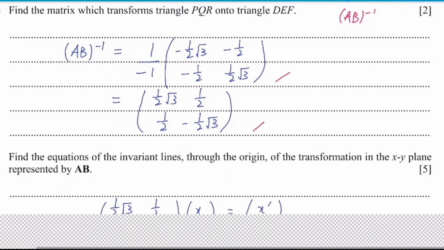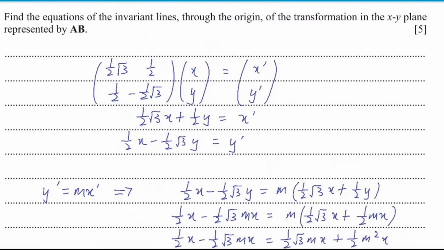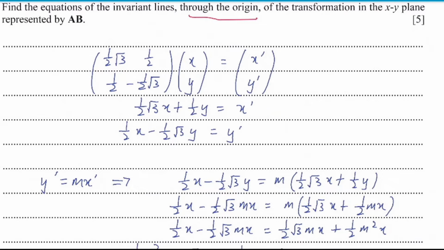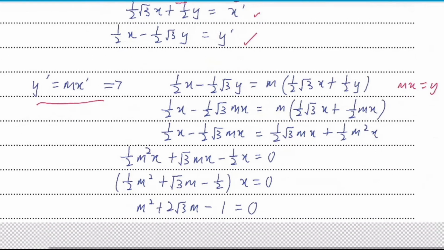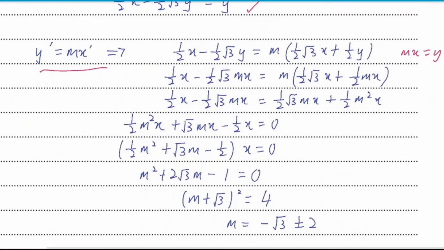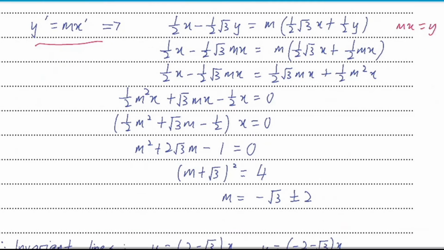So for the last part E here, it's about finding the invariant line. So usually they will just ask for lines through the origin. So it's a usual step. We let the AB multiply by the (x, y), and we get (x', y'). And then we relate them by using y' equals mx', as well as in the middle of the step, we relate that with y equals mx. So at last, it will give us a quadratic equation in terms of m, which we could try to solve.